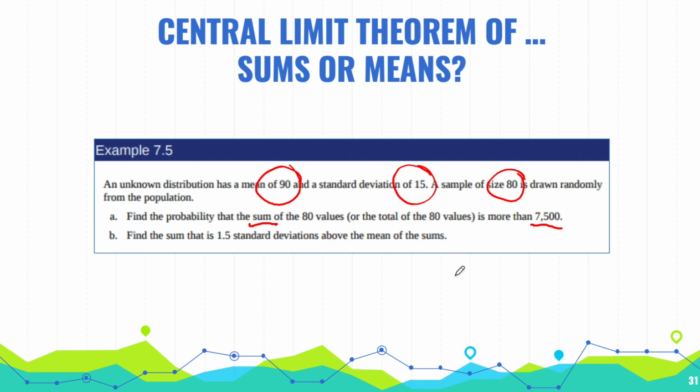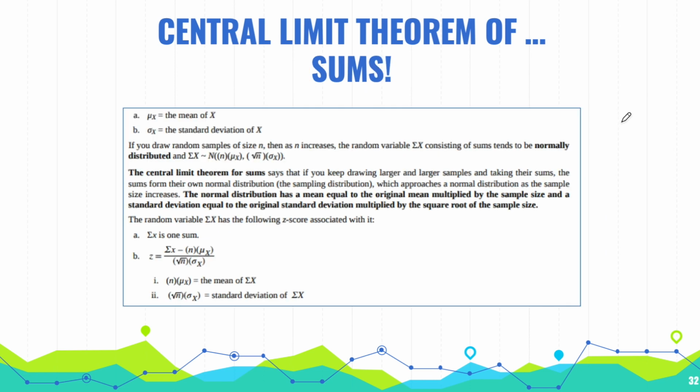So which version of central limit theorem applies here? Exactly, sums. We're talking about the sampling distribution of sums. So we're going to find the probability that the sum of the 80 values, or the total of the 80 values, is more than 7,500. When you're working through problems like these, you can use the handout that I've provided for this course, or our OpenStax textbook that reminds us that this is the formula that we need to use to calculate z-scores when we're dealing with the central limit theorem for sums.